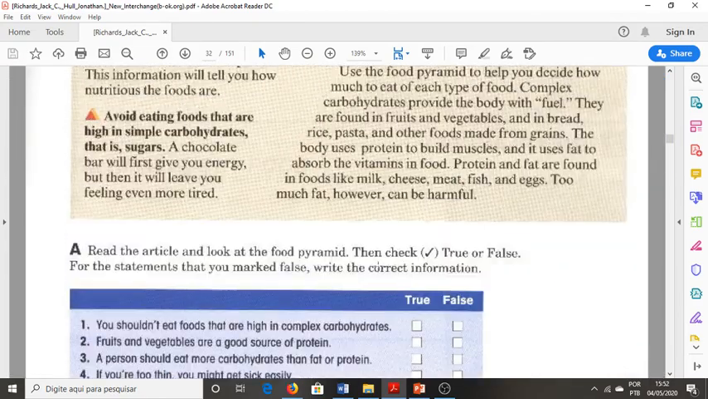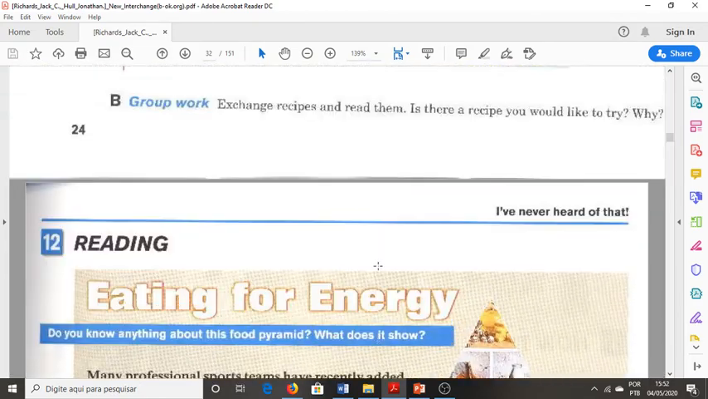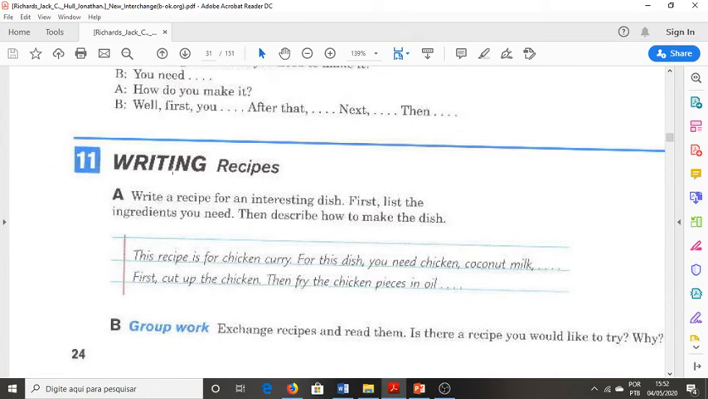for textbooks in general. You see here, writing. Write a recipe for an interesting dish. First, list the ingredients you need. Then describe how to make the dish. And then there are 2 lines here of an example. And this is usually what happens.